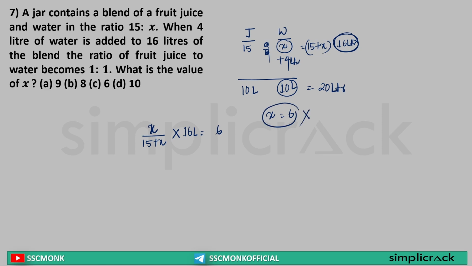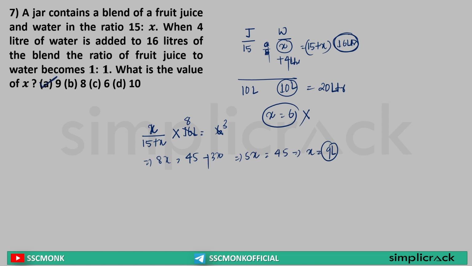This is where it goes wrong, because 6 liter was the quantity of water, but here it is the ratio. So I have to convert it. Yes? Now, sir, 2 8s are 16, 2 3s are 6. Sir, 8x is equal to, I can write 15 into 3, 45 minus 3 plus 3x. So 8x minus 3x is equal to 5x, which is equal to 45. So the value of x is equal to what? 9 liter.